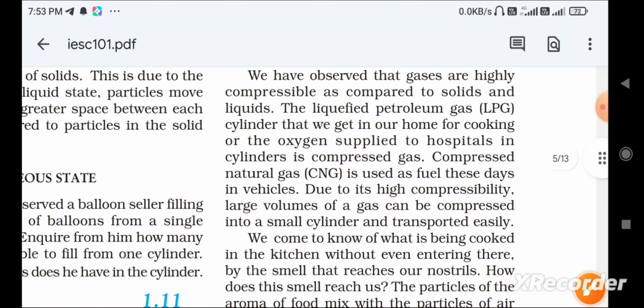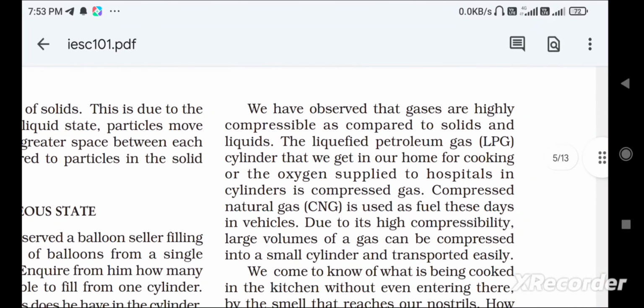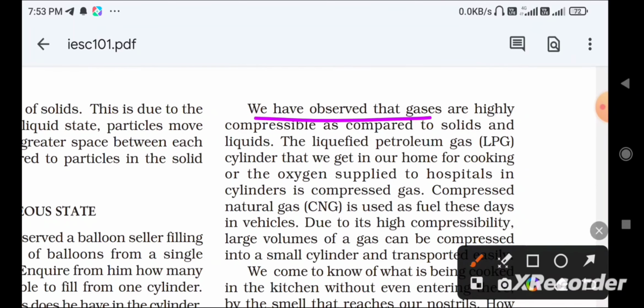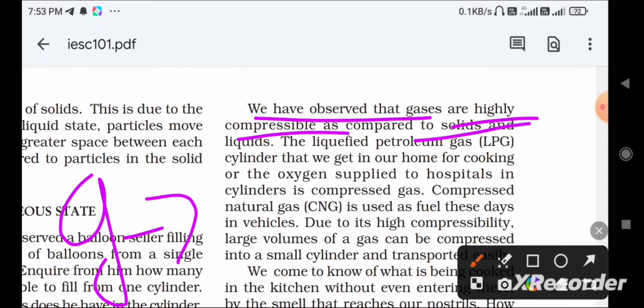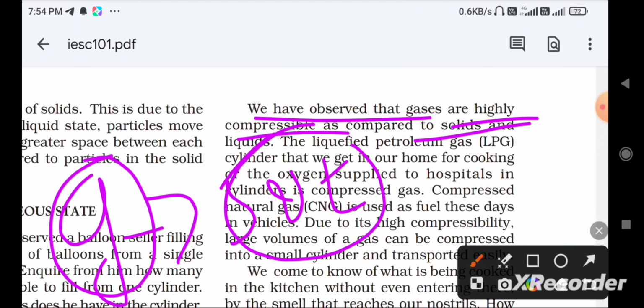From this activity we conclude here. We observed that gases are highly compressible as compared to solid and liquid, correct? So gases are highly compressible compared to solid and liquid. Remember that means they are easily compressible, but solid and liquid are not easily compressible.